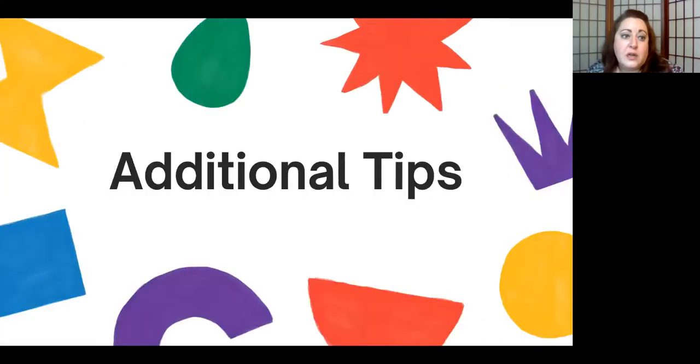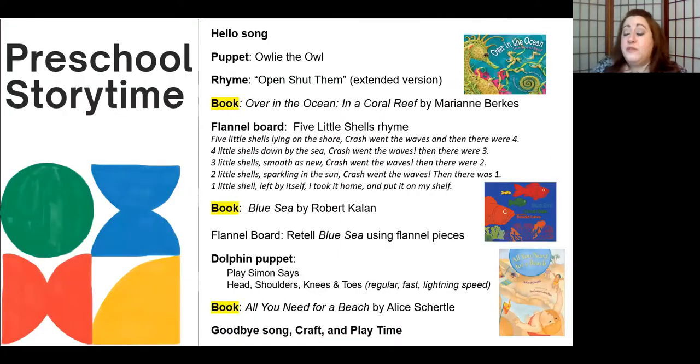Like I said, just like in that rhyme on the page before, the flannel board with the 5 little shells, cut out 5 shells. You could use a die cut or hand cut them, but 5 shell shapes, you stick them up on the flannel board, and then you would just take one down every time you are supposed to, according to the rhyme.